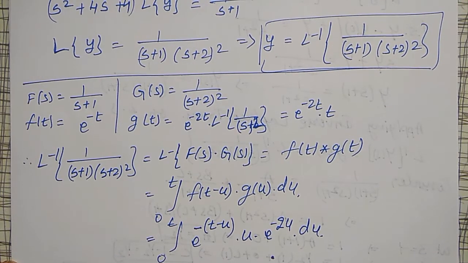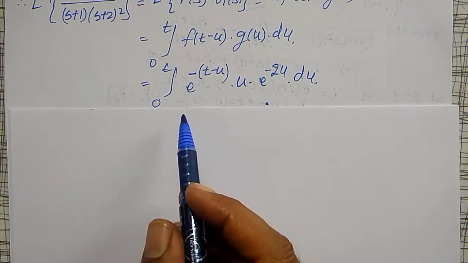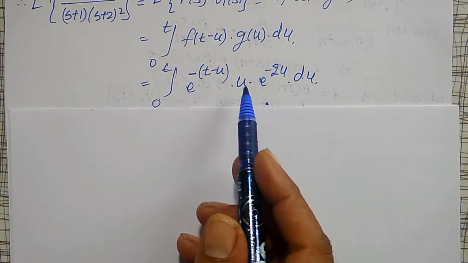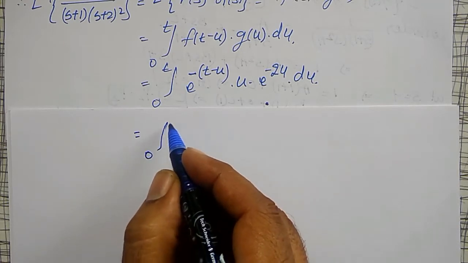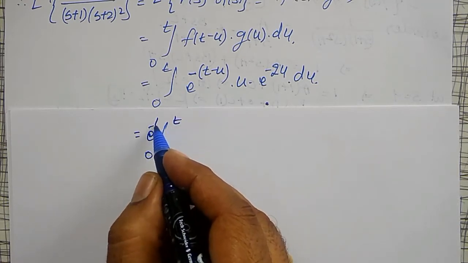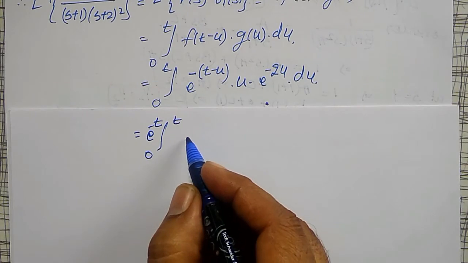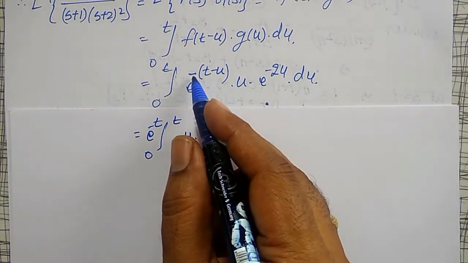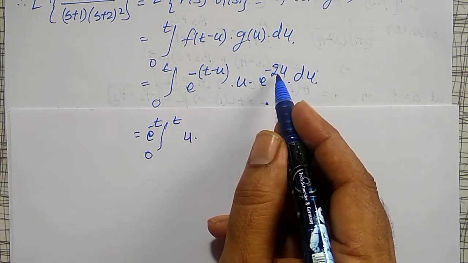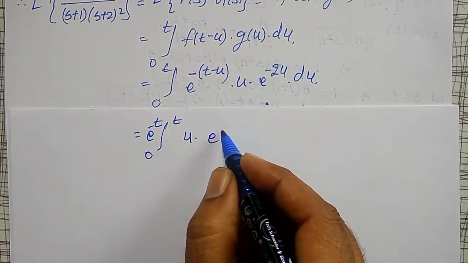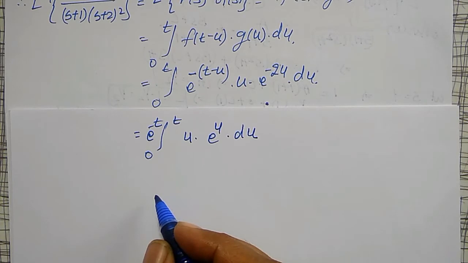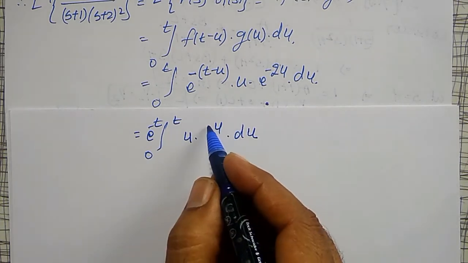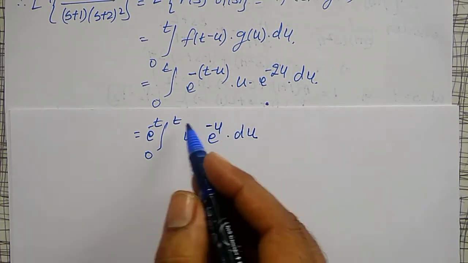Now consider, here I am integrating with respect to u, therefore e to the power minus t I can write outside. Integration from 0 to t, e to the power minus t outside, it will become u into e to the power u into e to the power minus 2u, which will become e to the power plus u du. Correct? E to the power u into du minus u du. This I have to integrate.